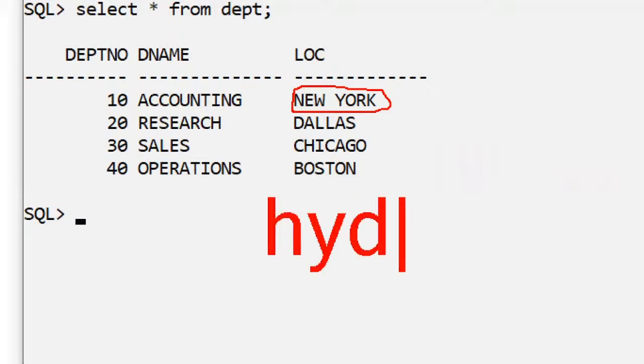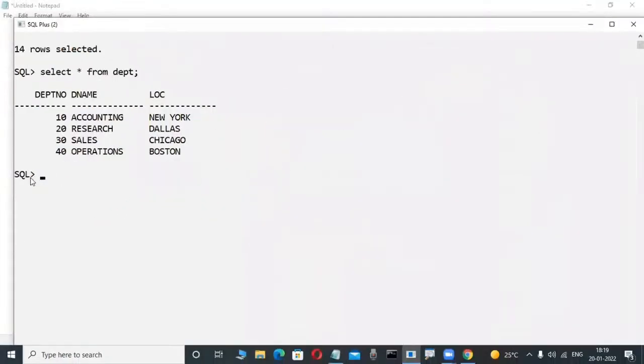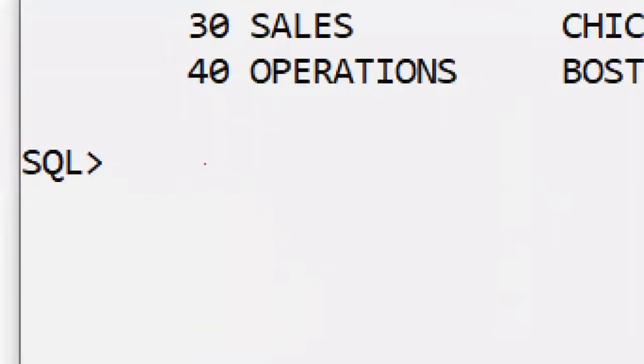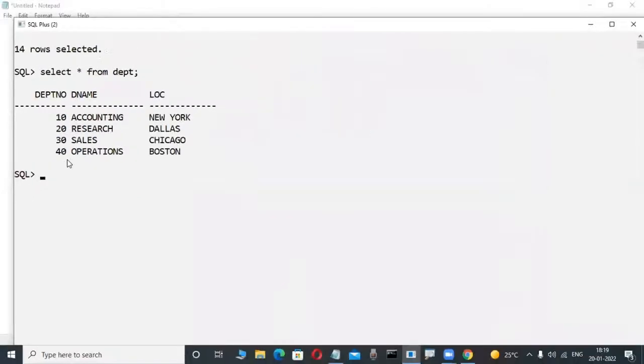Suppose I want to change this New York location into Hyderabad in this relational database. How can I do it? Just at the SQL prompt, using the SQL language. SQL is a very easy language, and I will tell you how. In SQL, you type some commands.